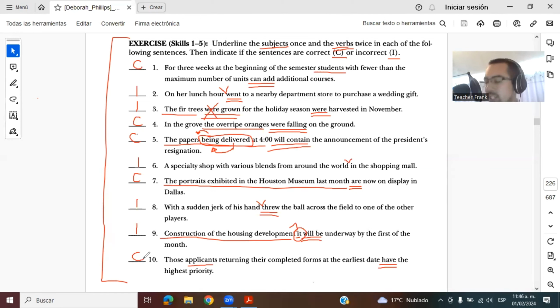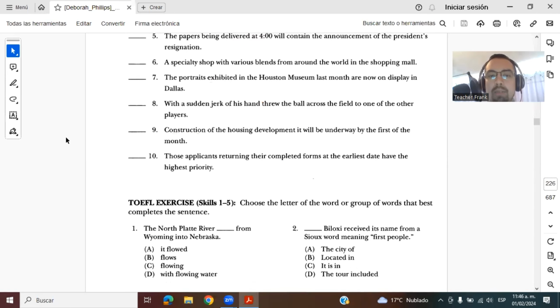Okay, so if you have any questions on these, let me know in the comments. And now let's do the TOEFL one, which is basically how TOEFL will test you on these 5 skills.